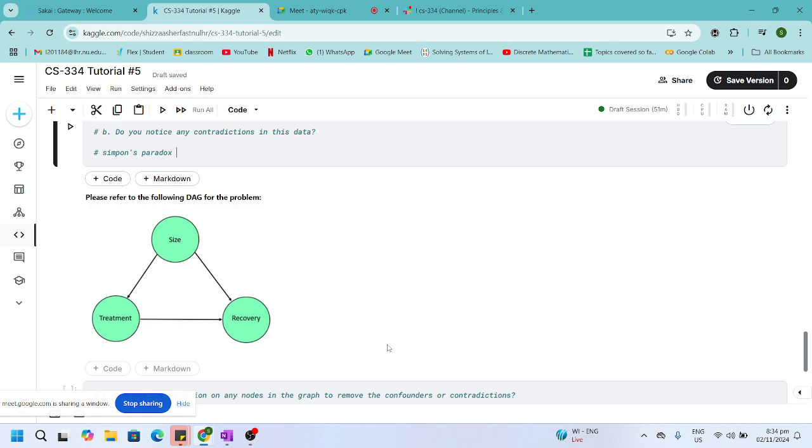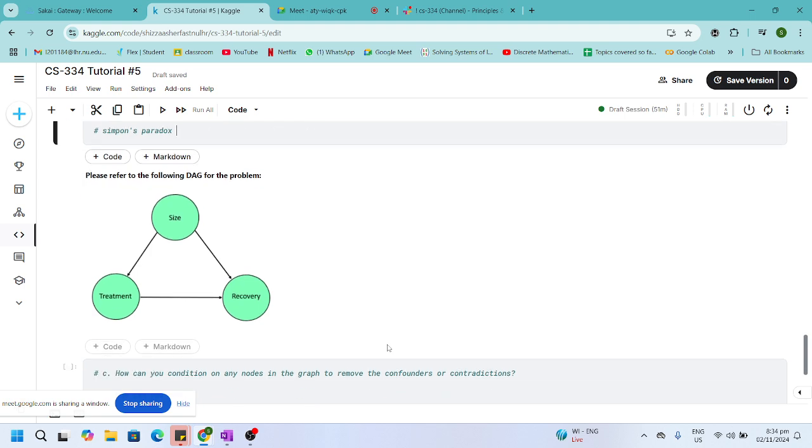All right. Size has an impact on treatment and recovery. Treatment has an impact on recovery. And of course, recovery doesn't have an impact on anything.